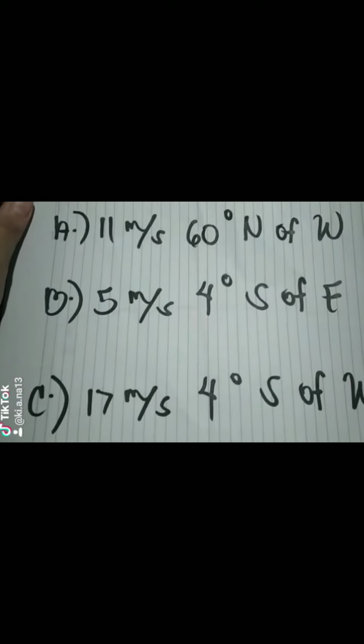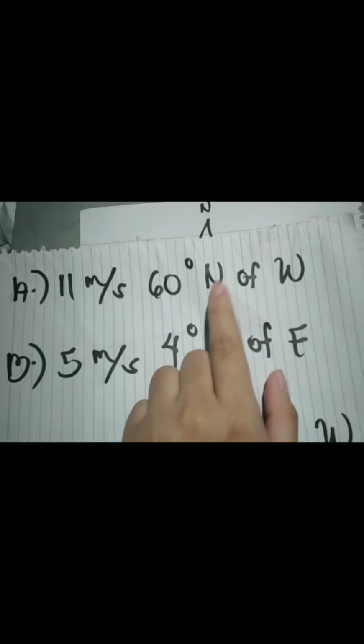So now we have the given, we must draw it in the Cartesian plane. Before that, let me tell you that it should be y of x. This is our Cartesian plane. This is the y-axis and the x-axis. So now we must put our given to the Cartesian plane. Our first direction is 60 degrees north of west. So we must locate the north and the west. So our degree should be in here.